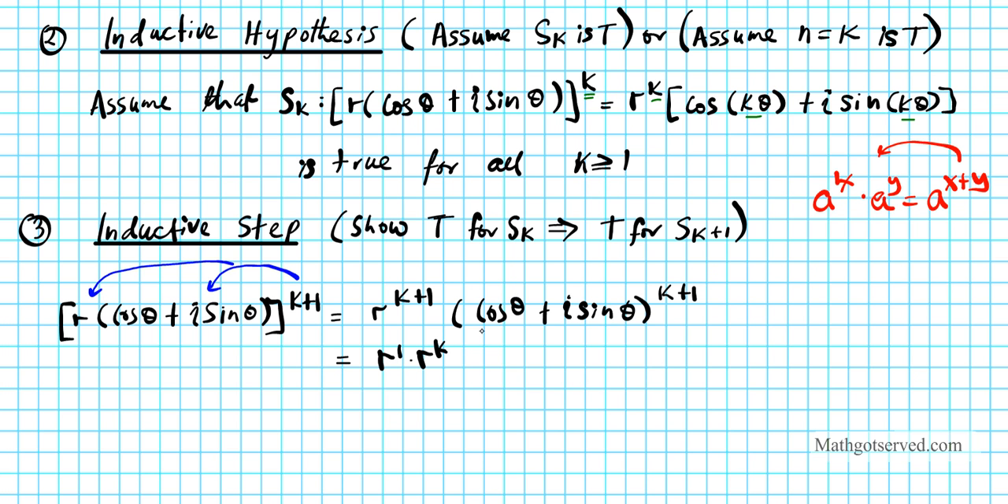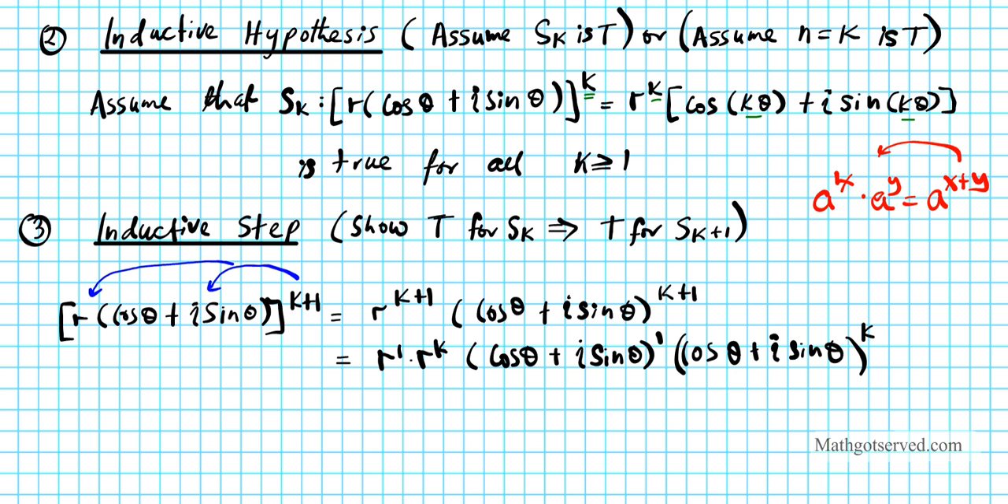Okay, so I'm going to apply the same idea here. I'm going to express this as cosine theta plus i sine theta to the 1 times cosine theta plus i sine theta to the k. Okay, so this is also the product of powers formula. The bases are the same, so you just add the exponents, right? That's exactly what I did here.